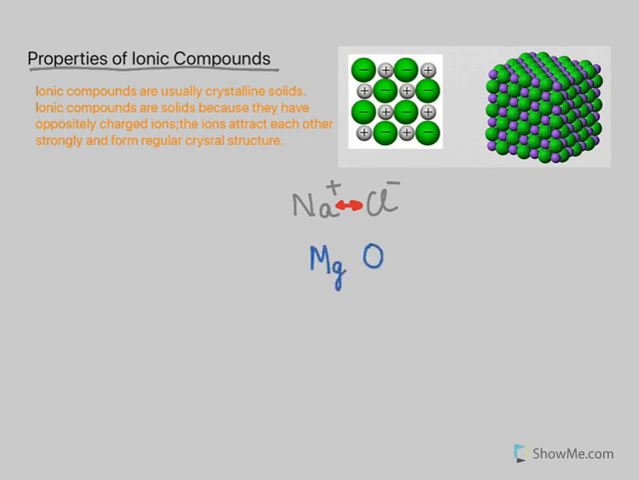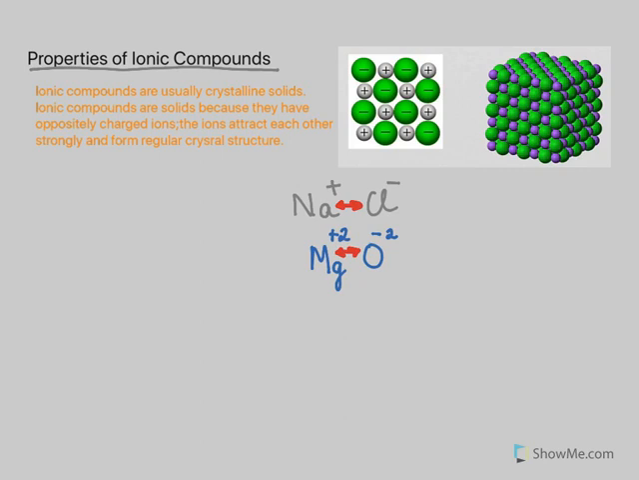Magnesium formed a cation, positive 2, by giving out 2 electrons. Oxygen formed an anion by accepting 2 electrons. And then there was a force of attraction between this positive and negative, forming magnesium oxide.